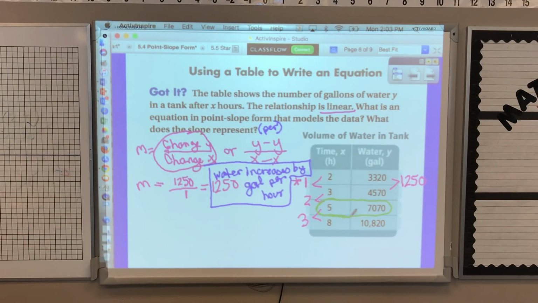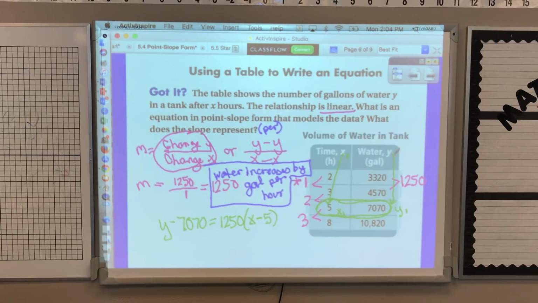Okay, you can pick any single one of them you want, as long as you're plugging in this one for x1 and this one for your y1. Okay, so this is x1, this is y1. So my equation would be y minus my y1, which is 7,070, equals my m, which is going to be 1250, times the quantity of x minus x1, which is x minus 5. And there's my equation in point slope form.